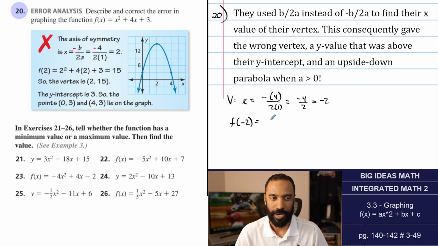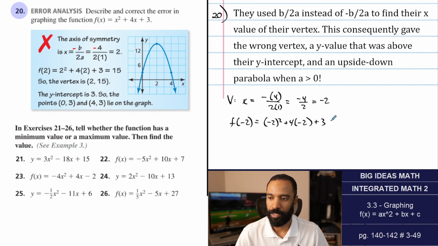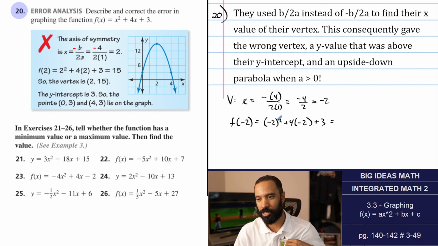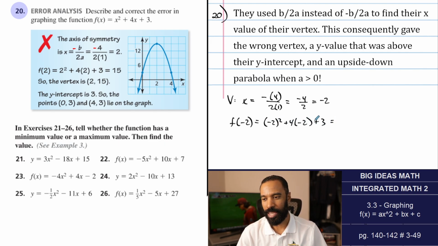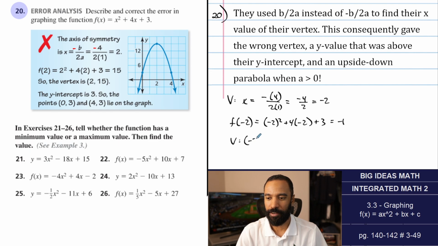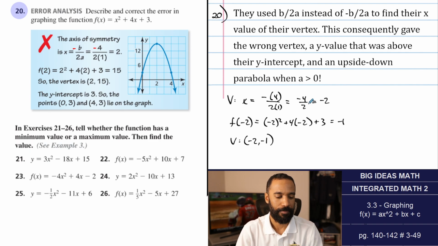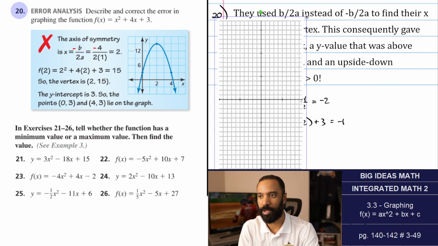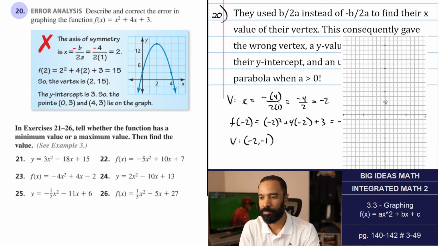Negative 2 squared plus 4 times negative 2 plus 3, which is, let's just do this mentally, 4 minus 8 is negative 4, plus 3 is negative 1. Way different. Vertex is at negative 2, negative 1, instead of 2 comma 15, right? So negative 2, negative 1, and listen, I'm not going to go deep with this graph.